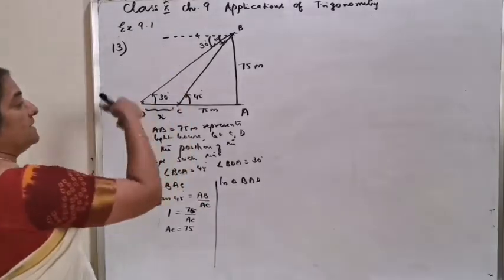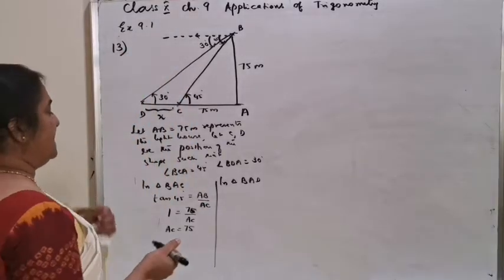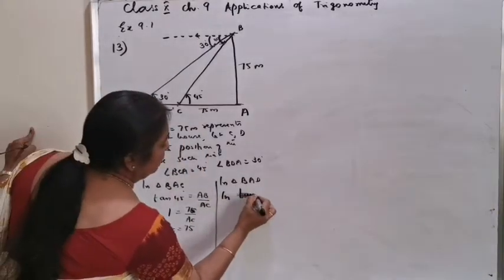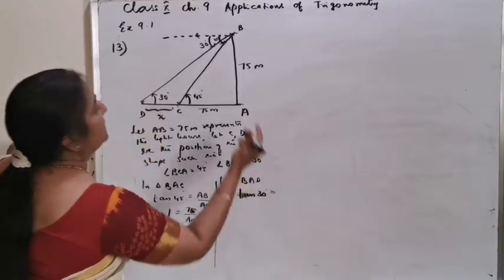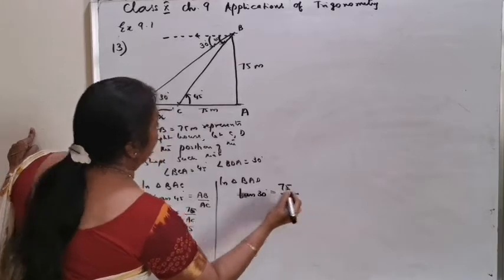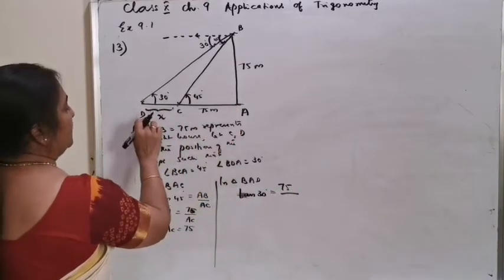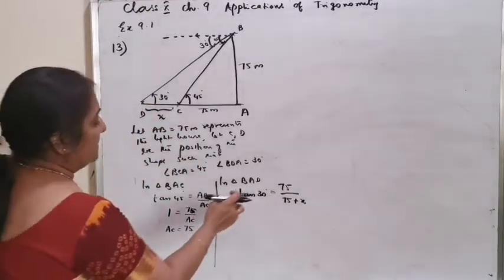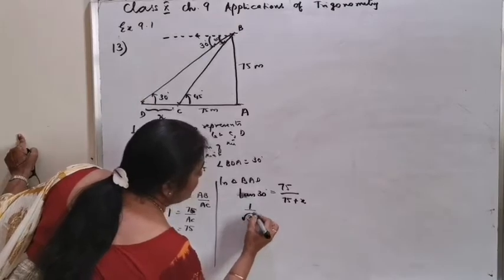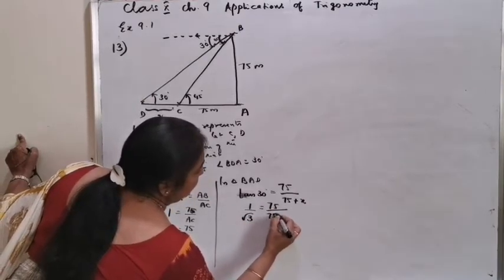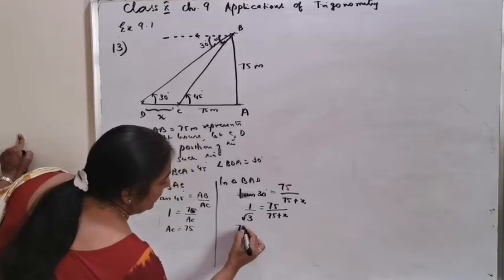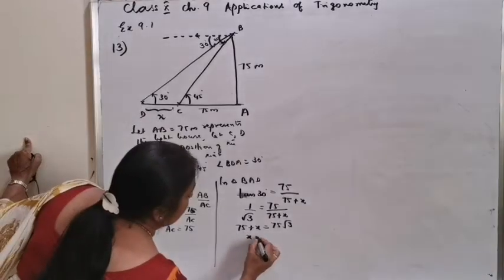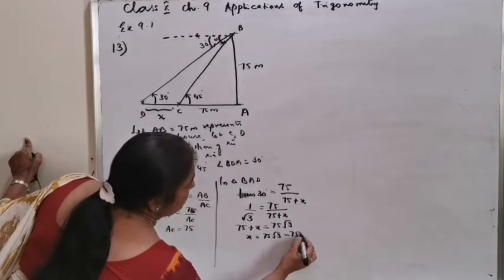And now you can take the bigger triangle as triangle BAD. In triangle BAD, tan 30 is equal to 75 divided by, you can see the length of AD is 75 plus x. Tan 30 value is 1 by root 3 is equal to 75 by 75 plus x. If you cross multiply, 75 plus x is equal to 75 root 3. X is equal to 75 root 3 minus 75.